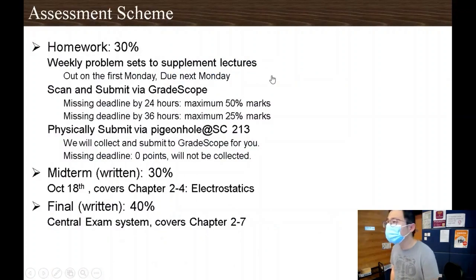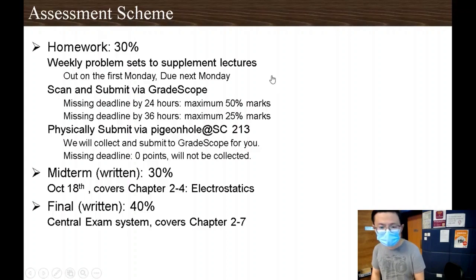Okay, the homework will be 30%, and as I told you before, it is weekly homework, and typically it is out on the first Monday and due on the next Monday. The TA will be grading this homework for about 1 week, so you can see your results 2 weeks after the homework is first out. So the TA only has 1 week of grading time.